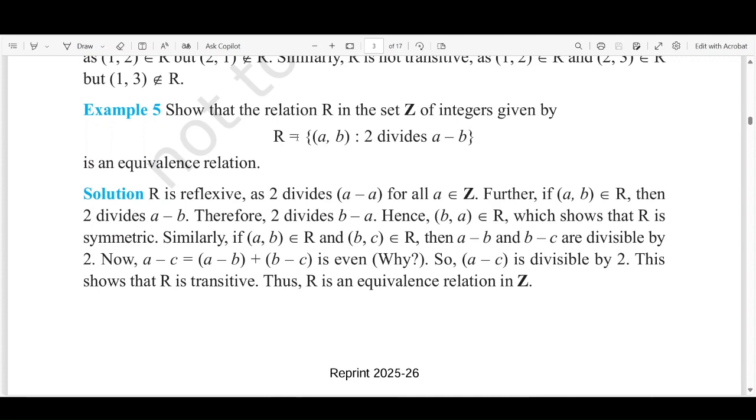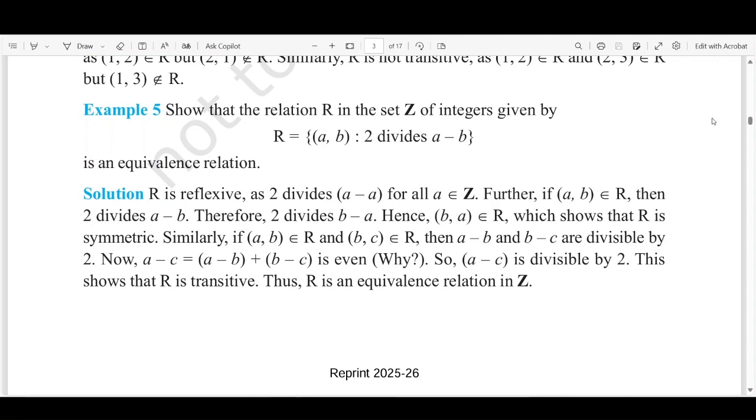Example 5. Show that the relation R in the set Z of integers given by R equal to the set of all ordered pairs (a, b) such that 2 divides a minus b is an equivalence relation. So the set we have to consider is the set of all integers. The relation they have given is such that if a minus b is divisible by 2, then it will be included in the set R. Now we have to prove that R is an equivalence relation. That is, we have to prove it is reflexive, symmetric and transitive. Number 1, reflexive.